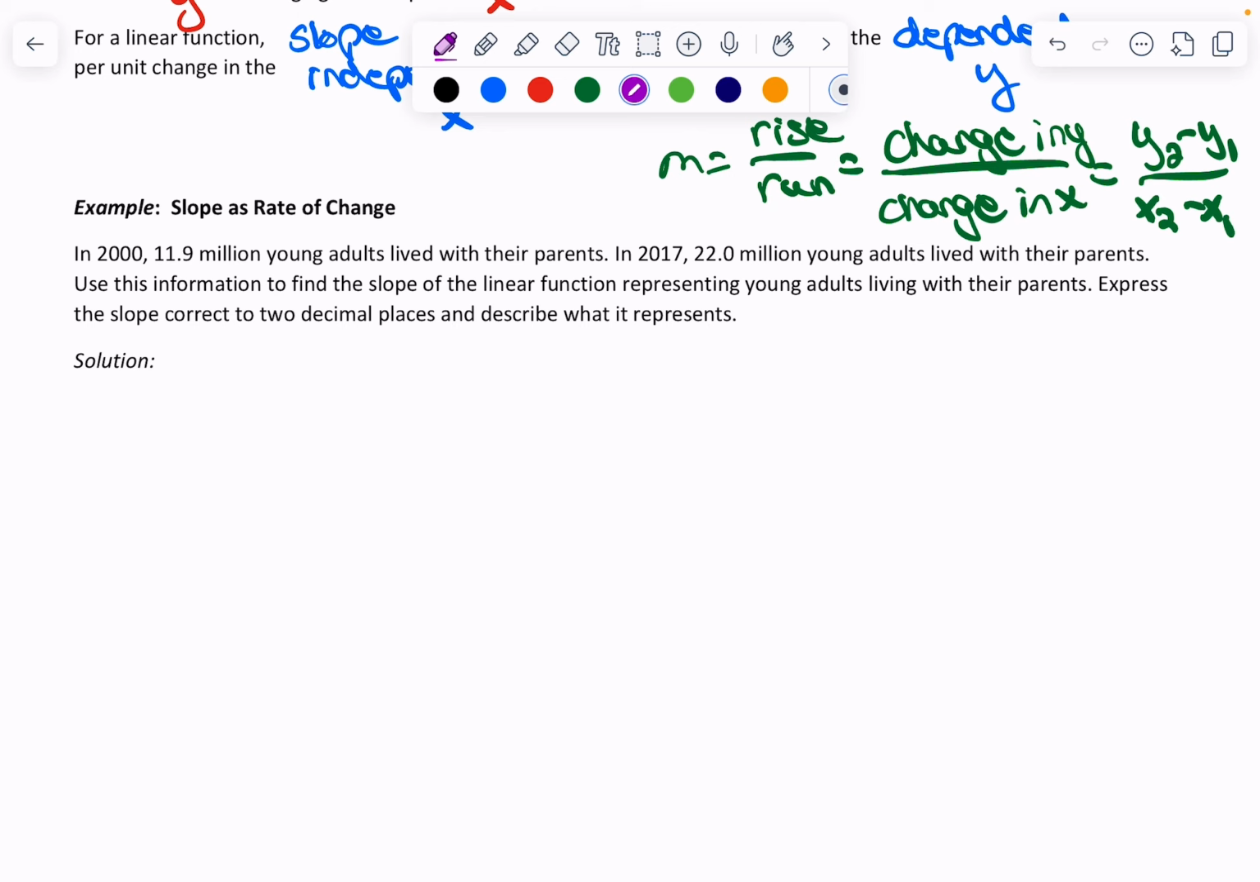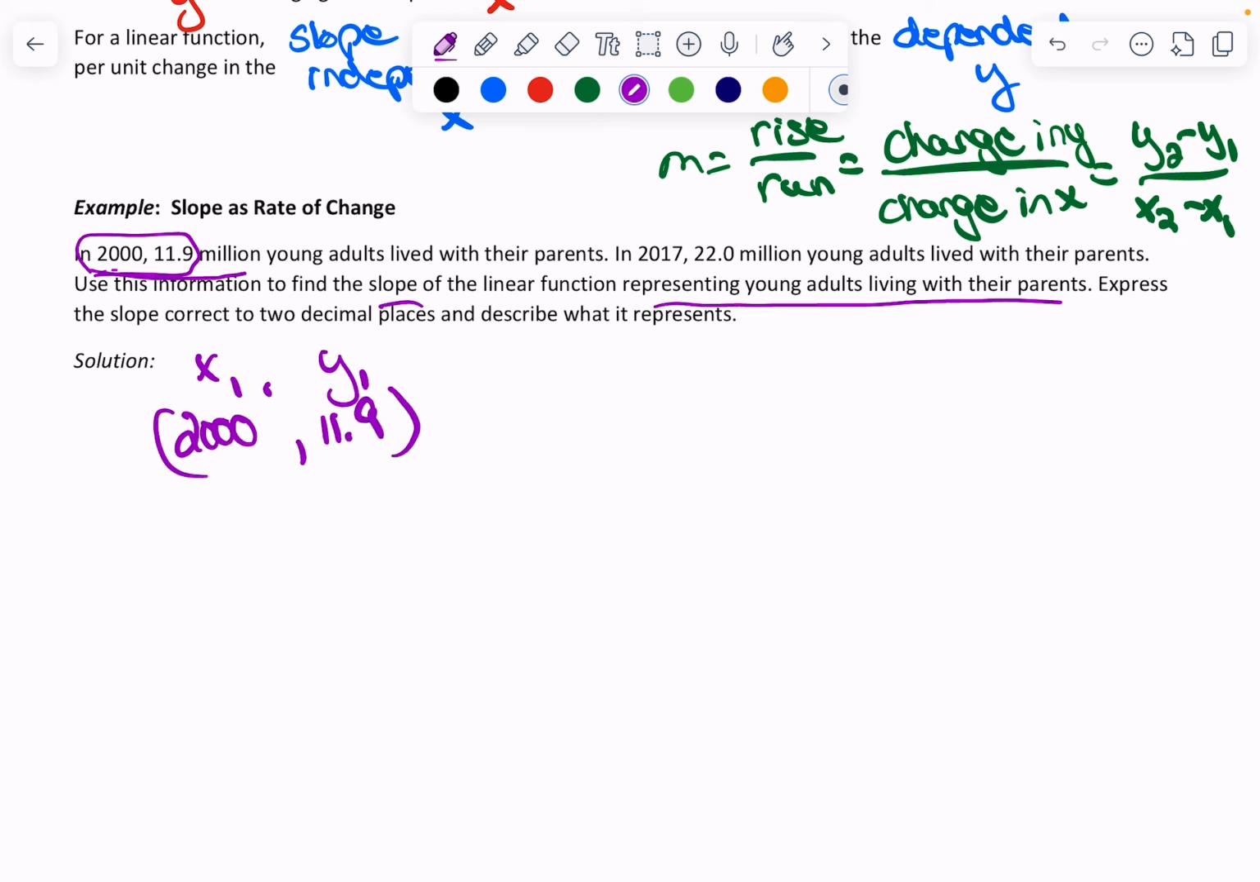So, slope, linear function representing young adults living with their parents. So we need 2 points, x and y. X is usually always something to do with time. So if there is a time, x is going to be the time. Right here, we're going to drop the million and just use the 11.9. Now we just need to make sure that when we write our answer, we remember that it's millions. So the time here is going to be 2000, and that's our x, and our y is going to be 11.9. So this is our x1, y1.